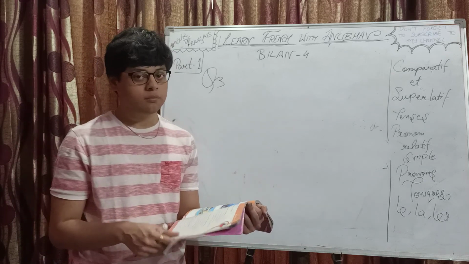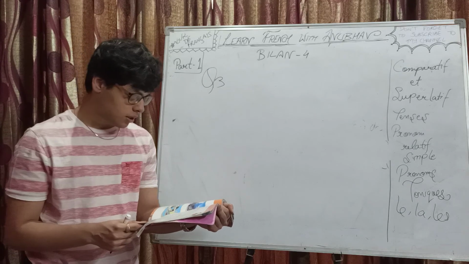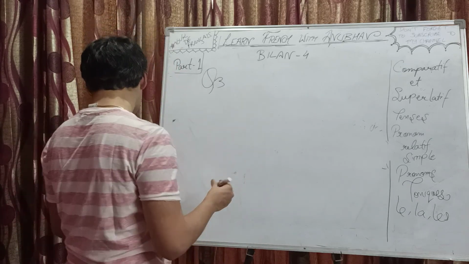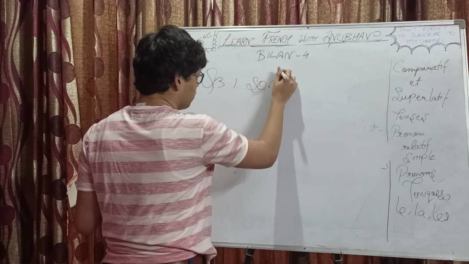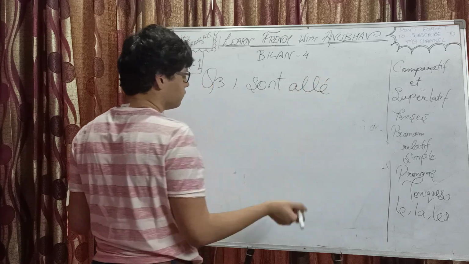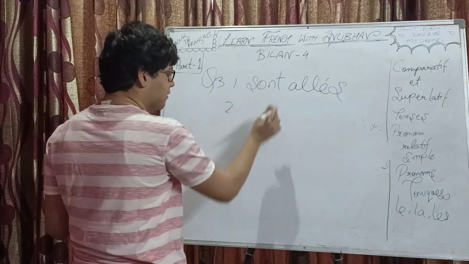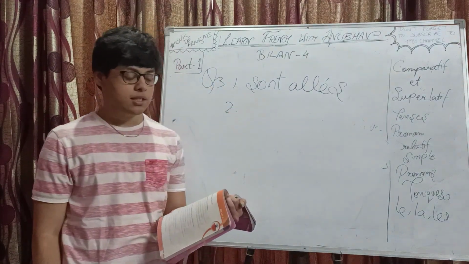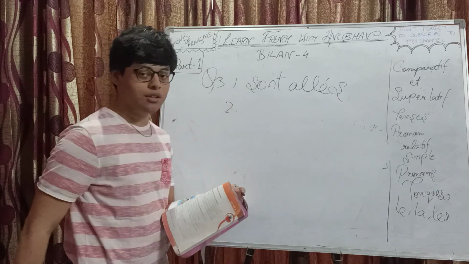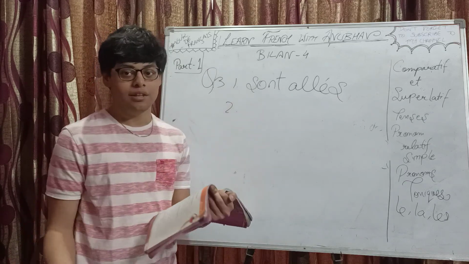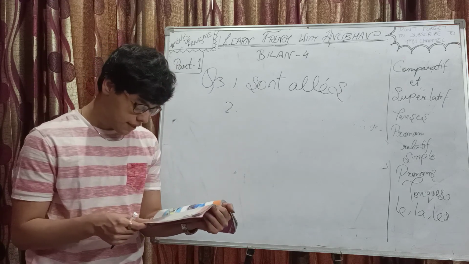Paul et Marie together forms ils, third person plural, masculine. So the passé composé of aller takes place with être, right? So it should be, then, the past participle of aller followed by the agreement, because we are doing passé composé with être. And we need to follow the agreement. If you remember, we have discussed it. If you don't remember, then do watch that passé composé video, under the playlist titled Tenses in French.